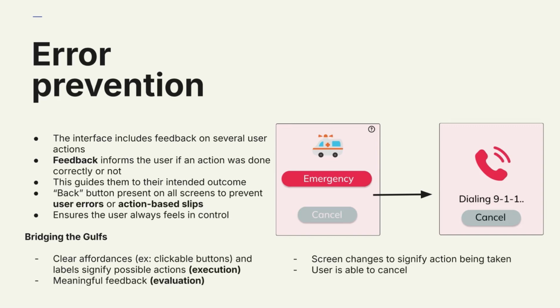The back button is present on all screens of the interface, and this helps prevent user errors or action-based slips. This ensures that the user always feels in control of the situation and always has a way out. Interface elements such as labeled buttons, for example, show clear affordances and signify possible actions, which helps bridge the gulf of execution. Additionally, meaningful feedback helps inform the user if they achieve their intended outcome or not, and this helps bridge the gulf of evaluation.